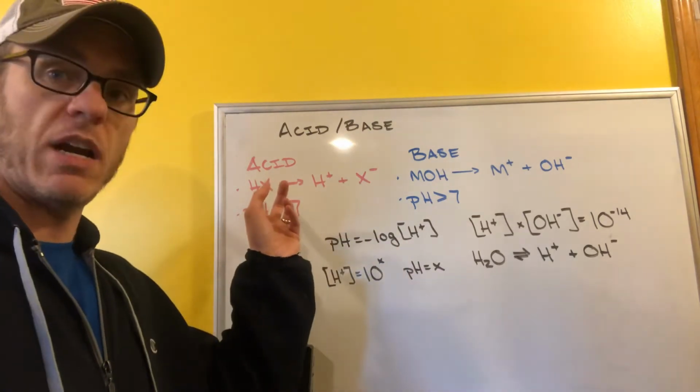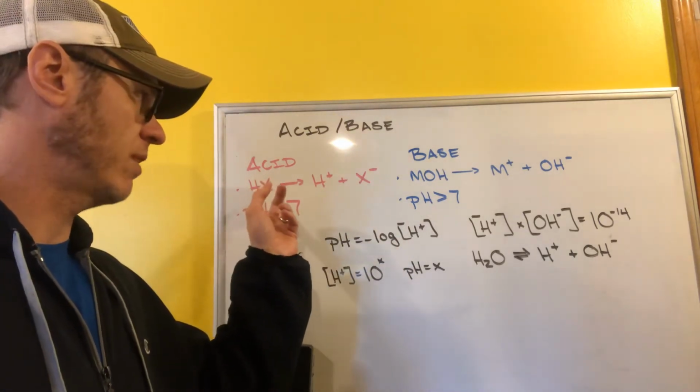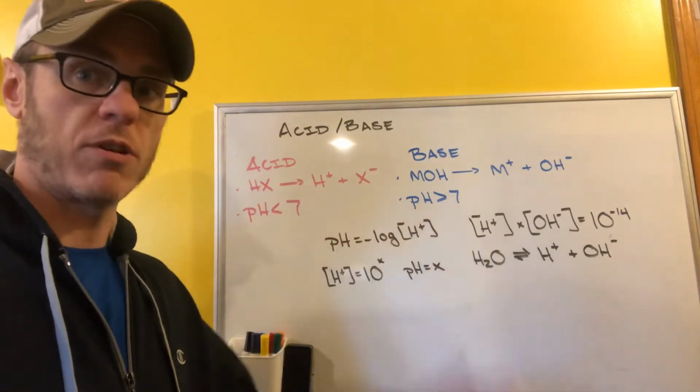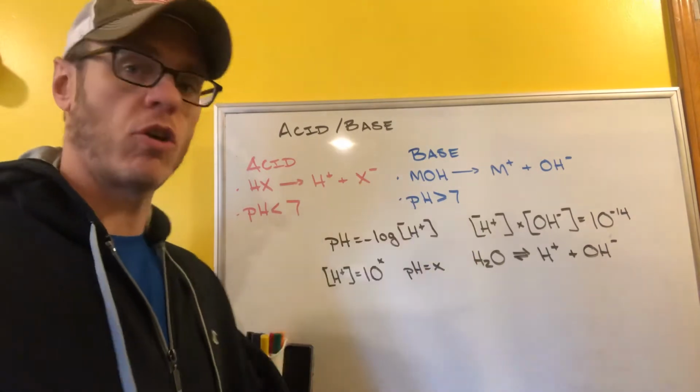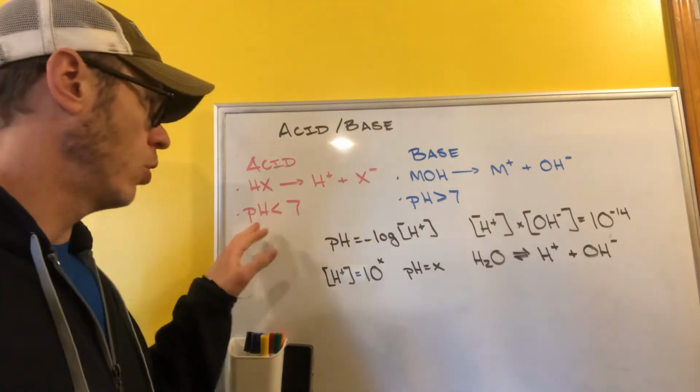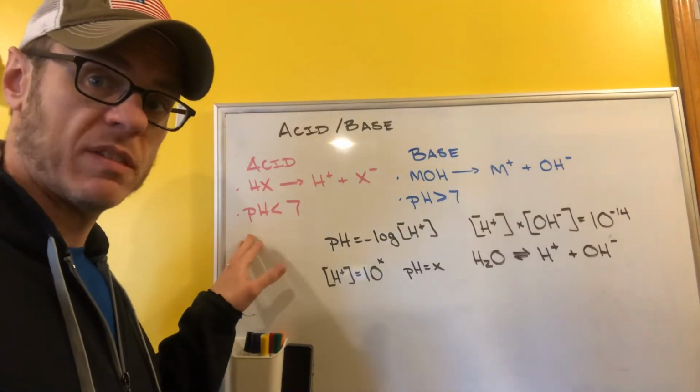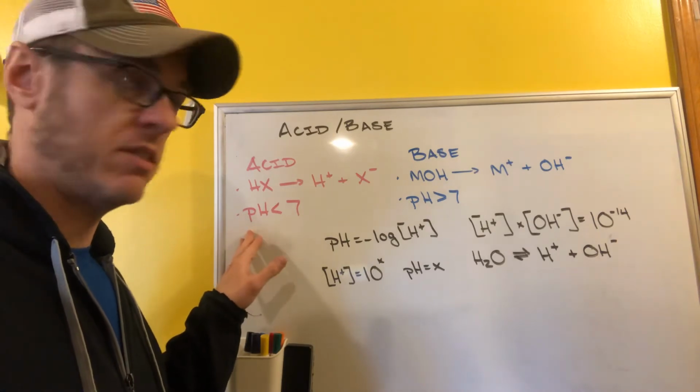Now, this is a very generic way to write an acid, HX, because you have your hydrogen and then some sort of other, either atom or polyatomic ion or something like that, and that's going to go into solution as well. Acids have a pH that is lower than 7. Lower than 7, that means it's acidic.